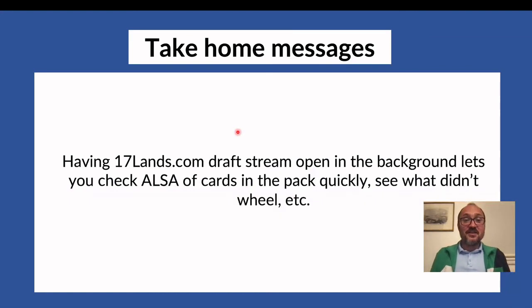Having the 17 Lands draft stream open in the background lets you check ALSA cards in the pack quickly and see what didn't wheel. So I would strongly advise doing that when you're drafting. The stream feature I think is awesome, although especially when you play on full screen, it might become a bit dirty to go between the windows, but you can easily draft in the small window. Or you can have a Mac like me and not even have the ability to play Arena on full screen. So yay, go Mac. Anyway, you can just play the draft in window mode and then go to full screen when you're playing, when that doesn't matter for you.